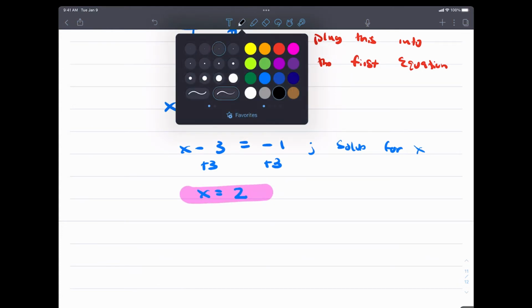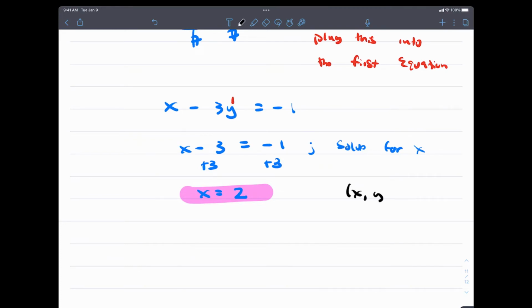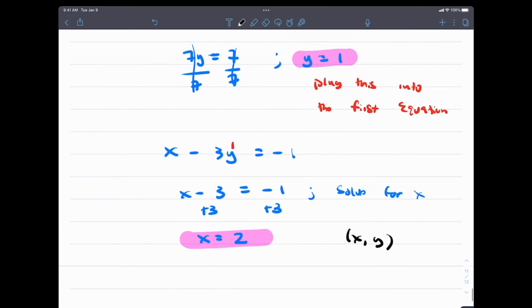Ladies and gentlemen, you know what a solution is? You guys remember we said a solution? That's the point of intersection. That's the x value and the y value. What's your solution here, ladies and gentlemen? X is 2, y is 1. That's what you're looking for. This is called the point of intersection. That's your solution. X is 2, y is 1. That's what we're looking for.